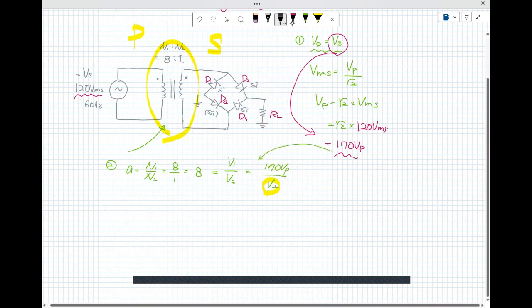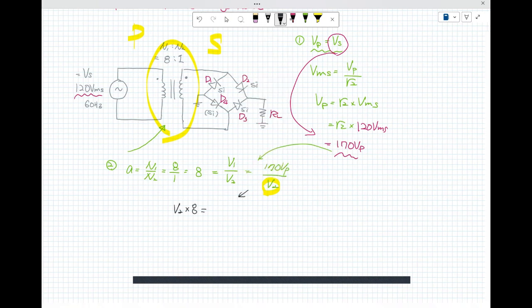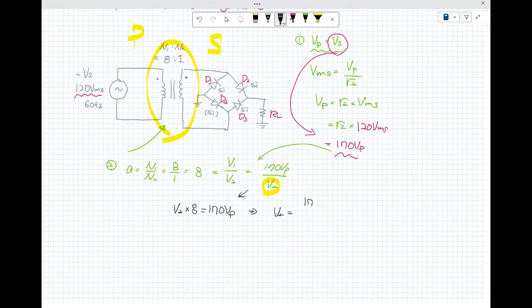Now, V sub 2 is what we wanted to find. So V sub 2 times 8 equals 170, V sub P. V sub 2 is V sub P divided by 8. So V sub 2 is 21.3 peak value. This is the secondary, okay? So what does that mean? 21.3 V peak value, okay?